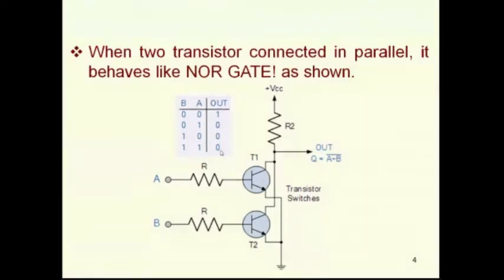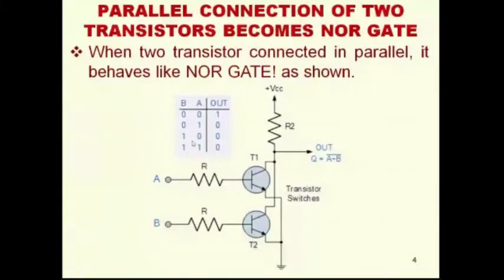Like this, we can celebrate this subject. So the parallel connection of two transistors becomes a NOR gate. It is beautiful. Now, with gates, what can we do? So from this discussion, what we have understood is that the transistor acting as a switch can act like a NOT gate, an individual transistor.